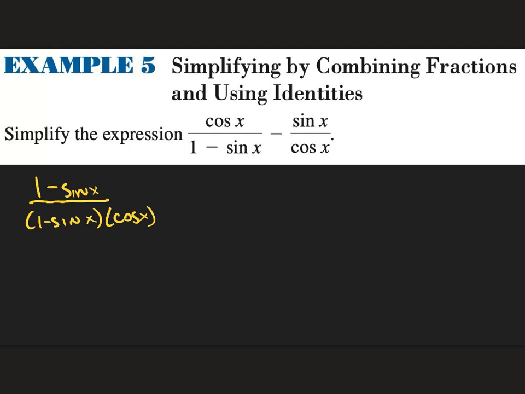Okay, so from the previous page, this is where we were. 1 minus the sine x in the numerator, 1 minus the sine x times the cosine x. We see the top and bottom cancel out, which leaves us with 1 over the cosine of x, which is the secant of x.